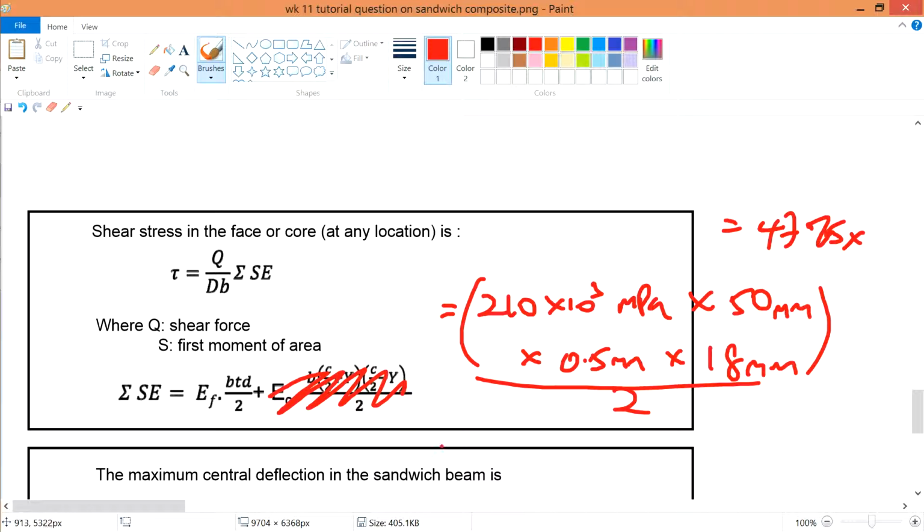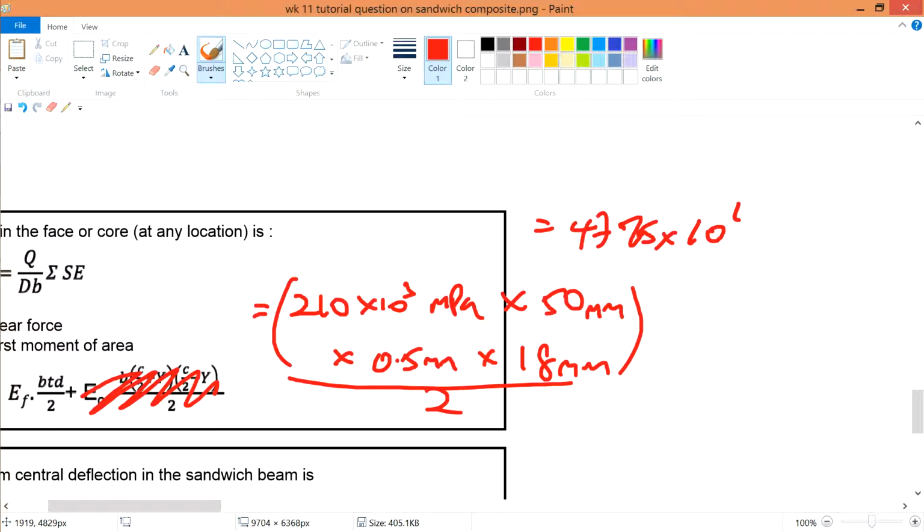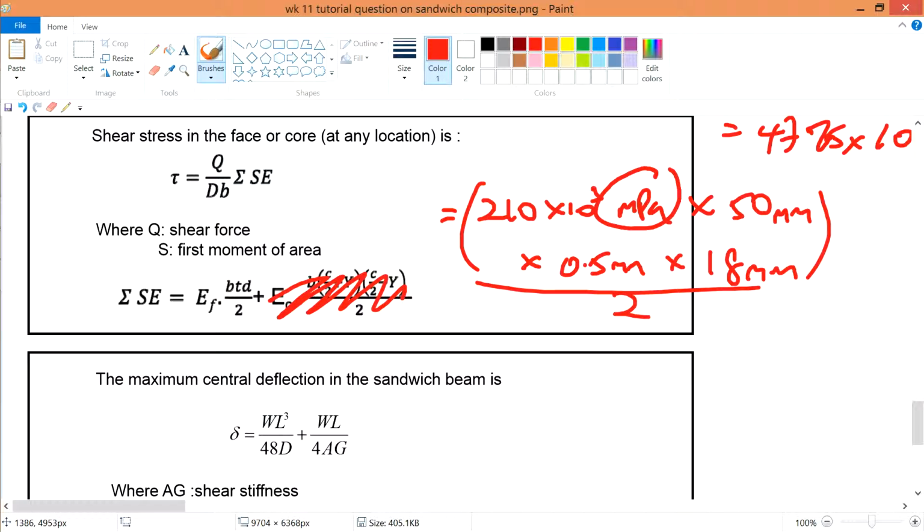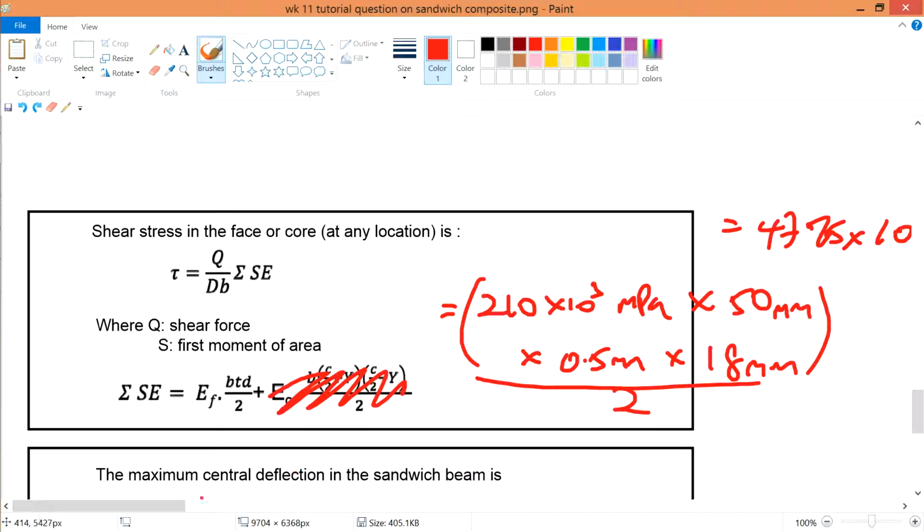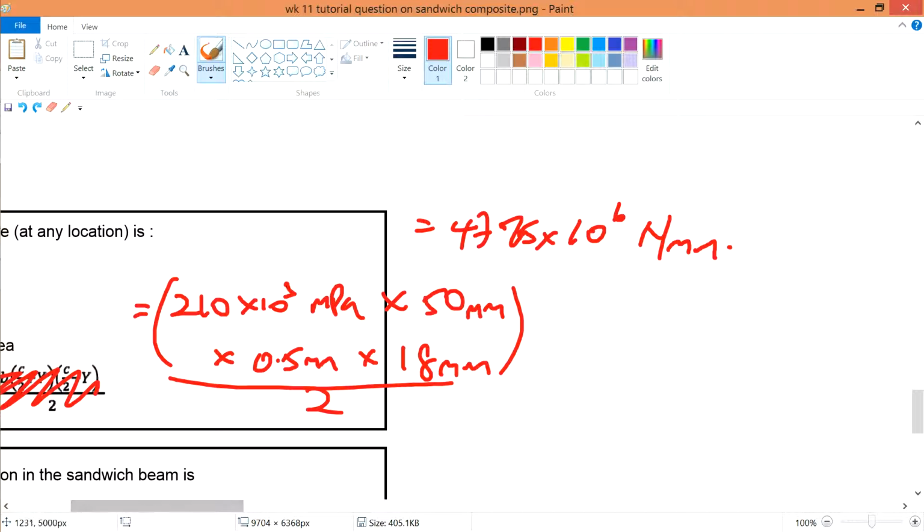47.25 times 10 to the power of 6 Newton millimeter. I am still confused why they are taking megapascal in terms of millimeter. Megapascal is mega Newton per meter square, but if it's millimeter square, then something is going to be different. Anyway, never mind, I'll leave you to think about it. I'll update also over here. But this is how he gets the answer: megapascal times mm, you'll get 47.25 times 10 to the power of 6 Newton millimeter. So this is the shear stress of the face.